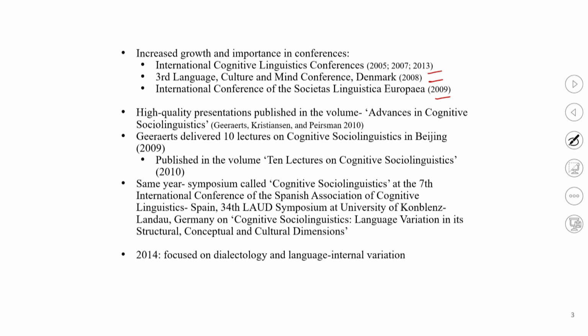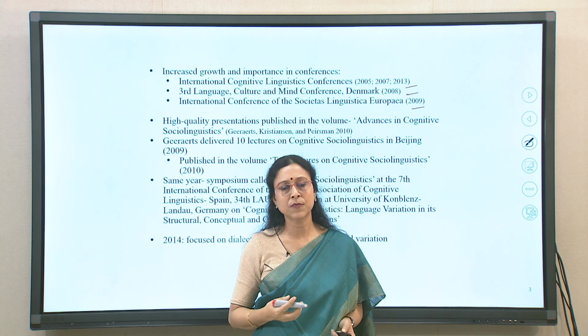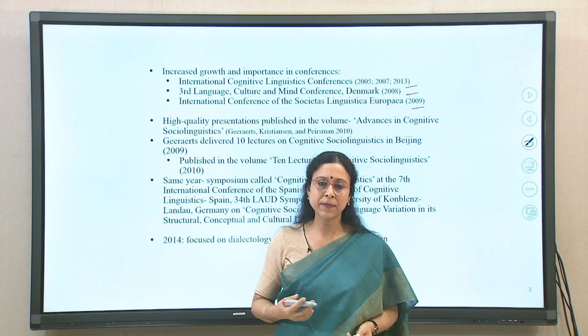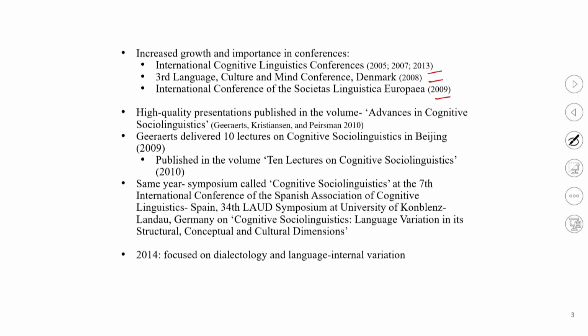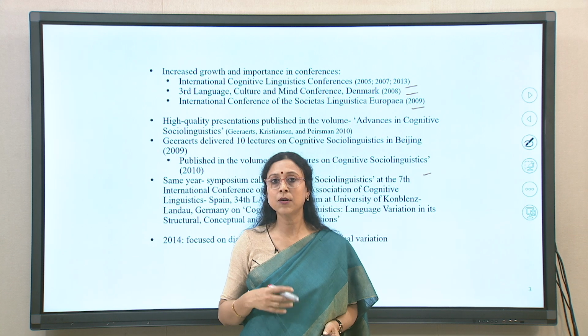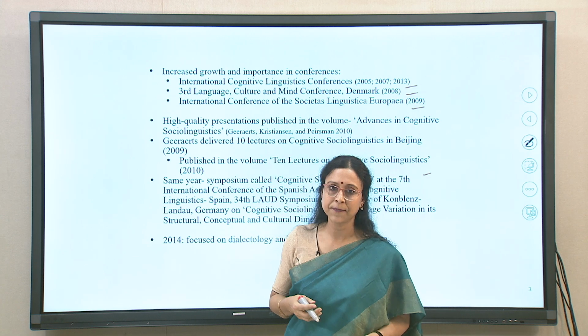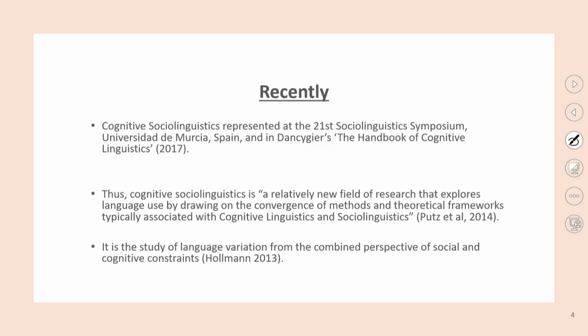Over a period of time, starting from 2003, the field has got more and more importance and visibility. At the same time, high quality presentations have been published in volumes, and many books and a number of papers have been written. That is how the field has been established. Today it is an established field that looks at the cognitive underpinning of social variation of language, underlining the importance of the usage-based aspect of cognitive linguistics. More recently, cognitive sociolinguistics was represented at the 21st Sociolinguistics Symposium in Spain.